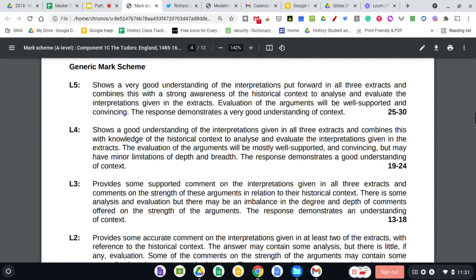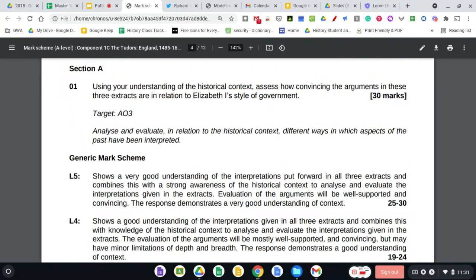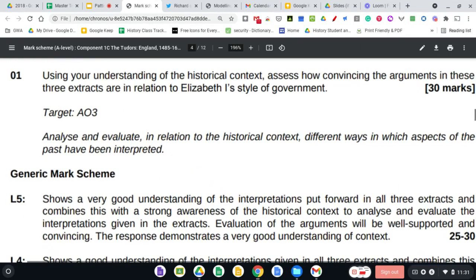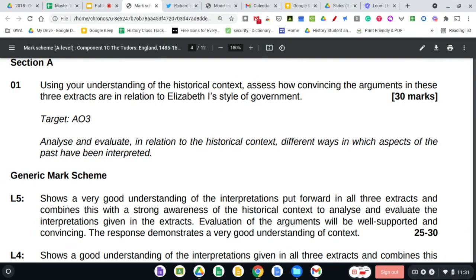So in terms of what we're going to be looking for here, the questions always follow the same question stem. Using your understanding of the historical context, meaning what was happening around the time, assess how convincing the arguments in these extracts are in relation to. Now, this says Elizabeth I style of government, but in reality, it could be anything from the course that relates to the extracts that have been chosen.